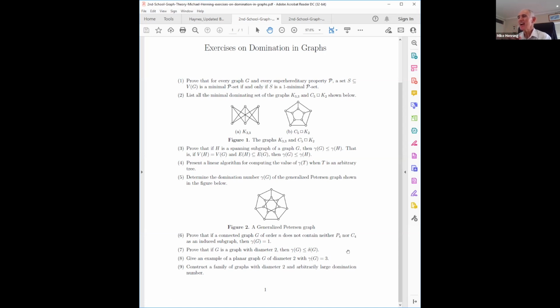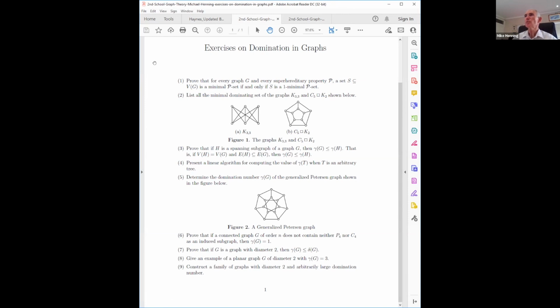But exercise 9, we're going to give a construction, there are many, of a family of graphs with diameter 2, where the domination number could be arbitrarily large. And we'll do some constructions there. So I wonder if the best thing is we can work together, but you'll have to interrupt me. So maybe I can start with some of these.